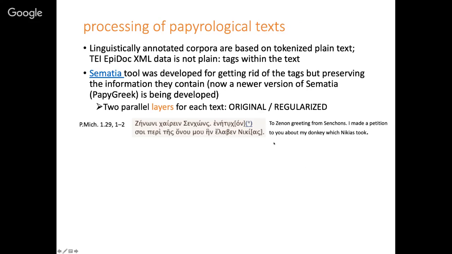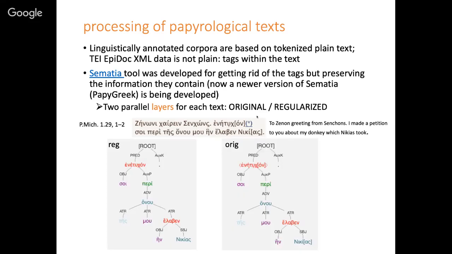There's "To Xenon, greetings from Senkhons. I made a petition to you about my donkey, which Nikias took." So you can see that the ends of the lines are broken. There are supplements from the editor, but the original papyrus does not have the ends of the lines.